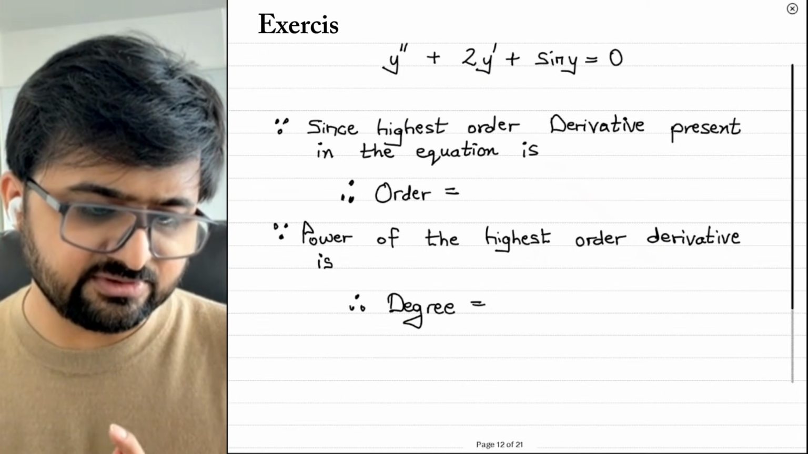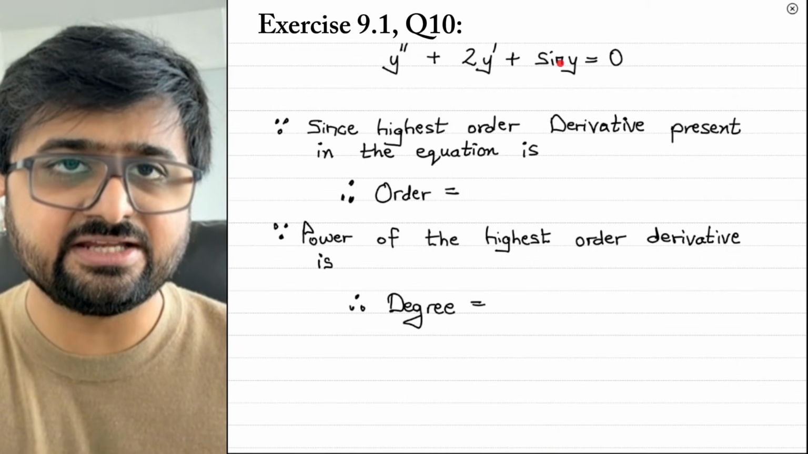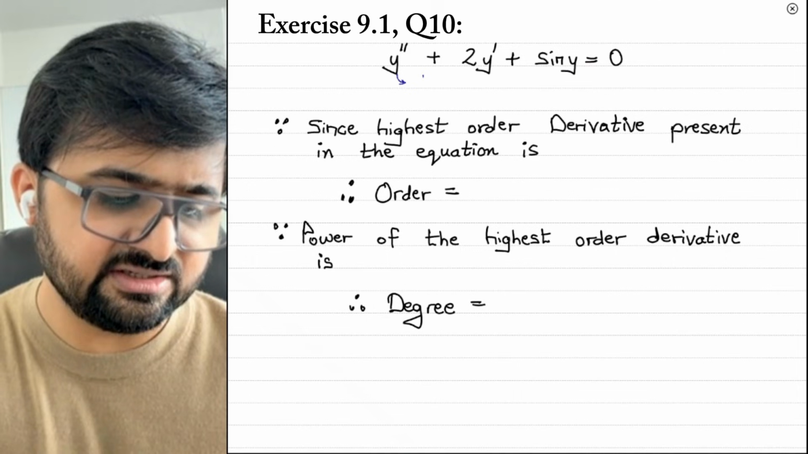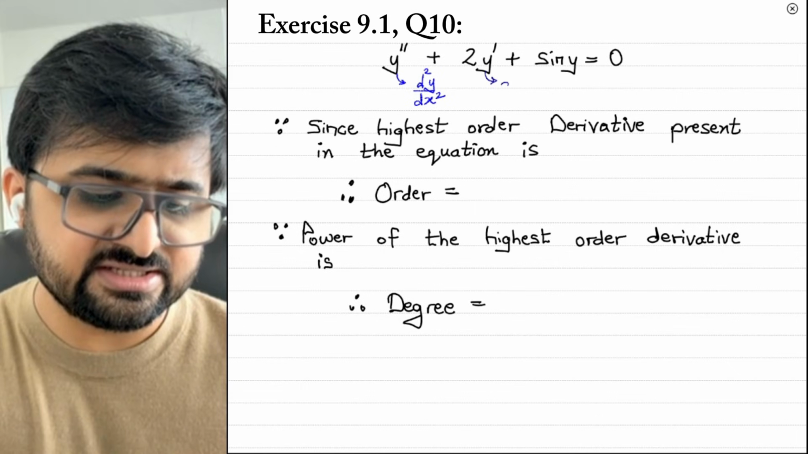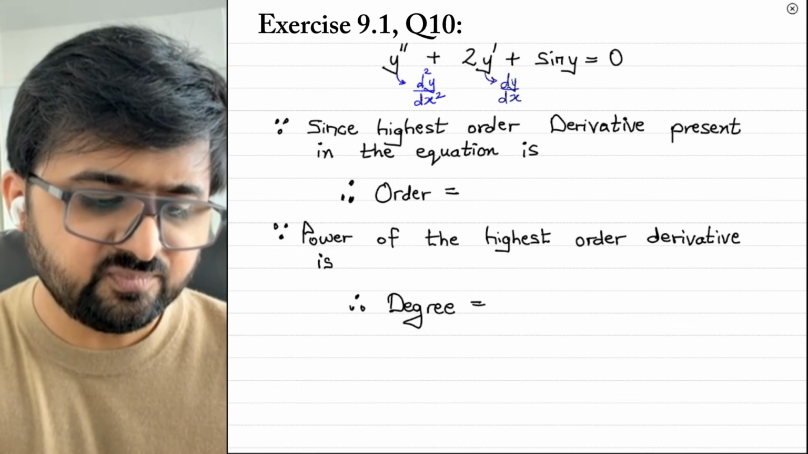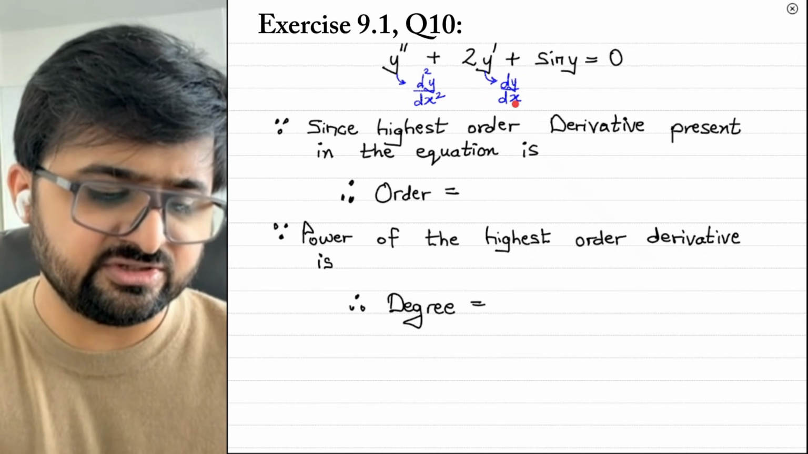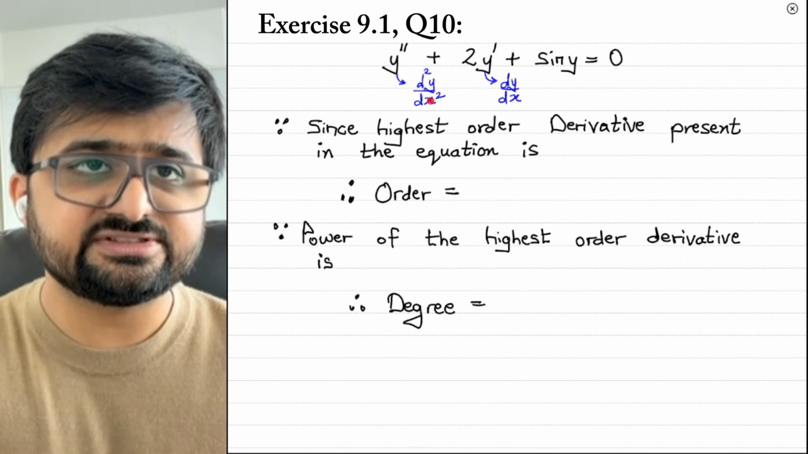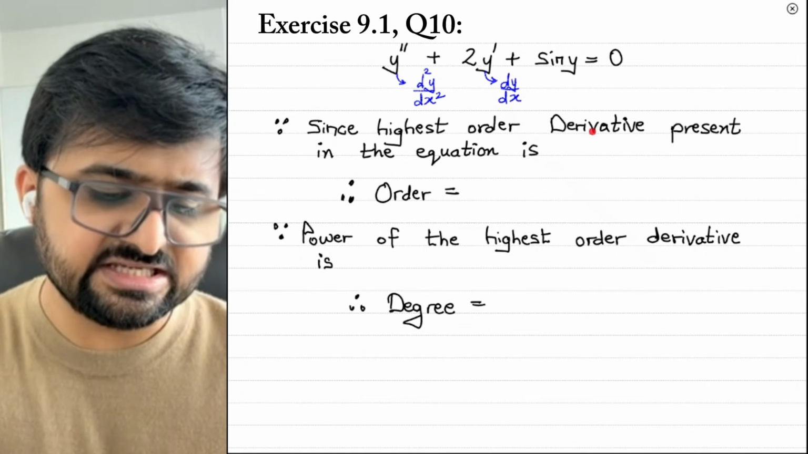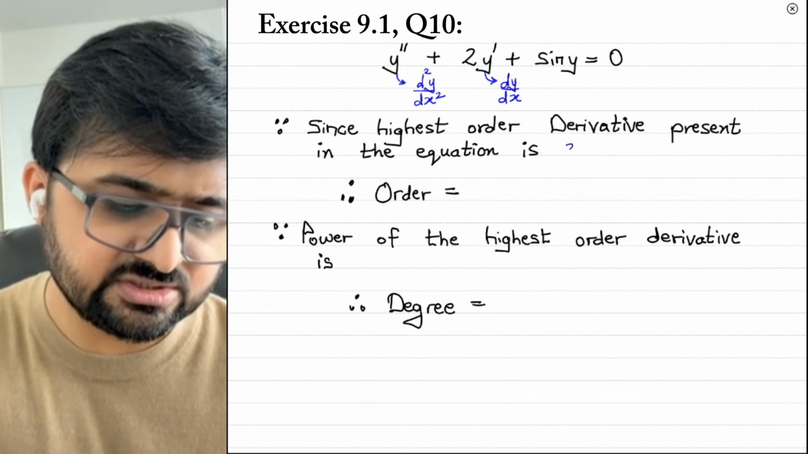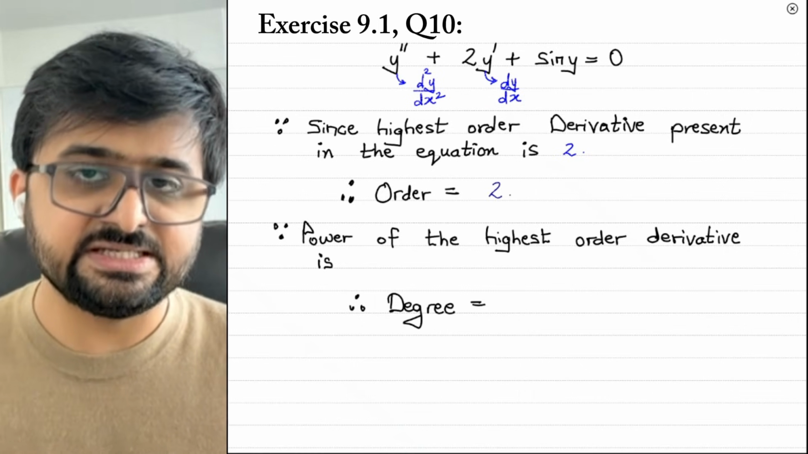Let's move on to the next example. It says y double dash plus 2y dash plus sine y is equal to 0. Again, similarly, this is d2y by dx square. This y dash is dy by dx. So this is the second order derivative of y. This is the first order derivative, y dash, with respect to x. So there are two derivative terms. The highest order of the derivative present in this question is 2. So since the highest order of the derivative present in this equation is 2 from this second order derivative, therefore the order of this differential equation is 2.